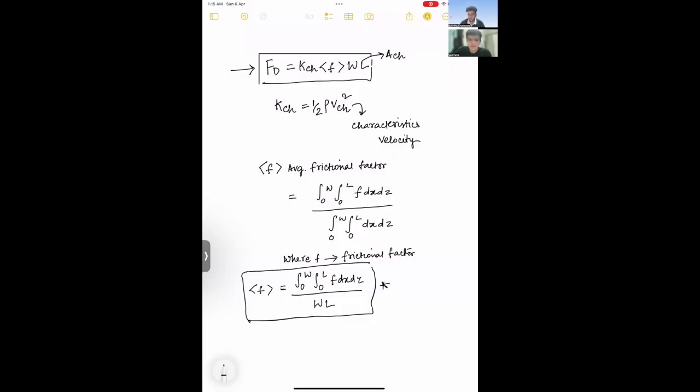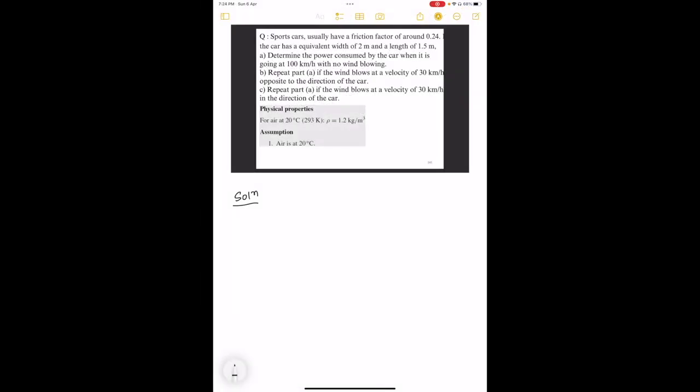This is our average frictional factor formula. So now we'll understand how to calculate power consumption using drag force. Given the problem, a sports car usually has a friction factor of 0.24. So friction factor F is 0.24.